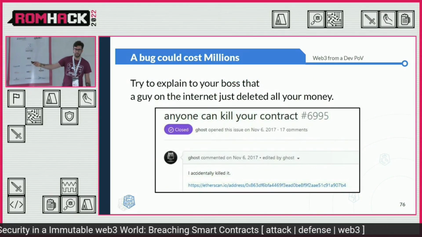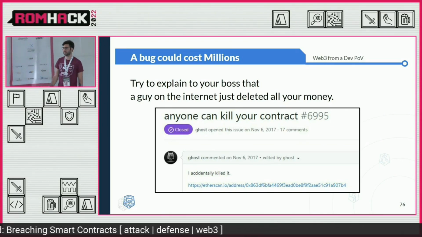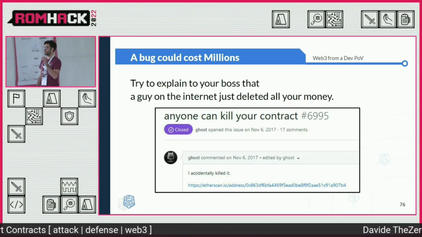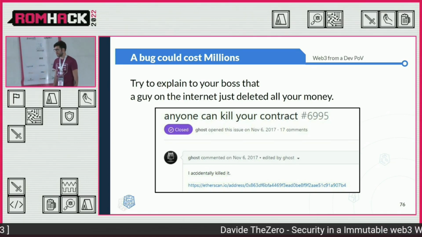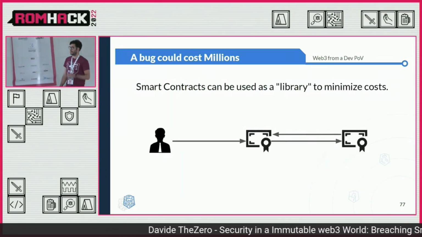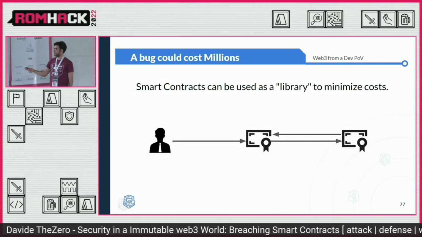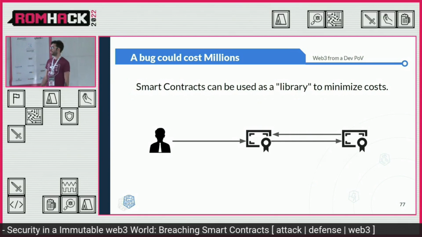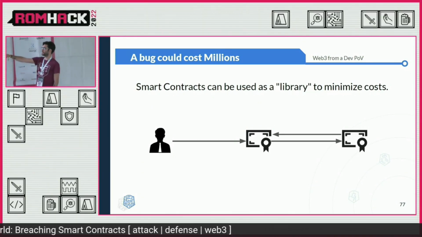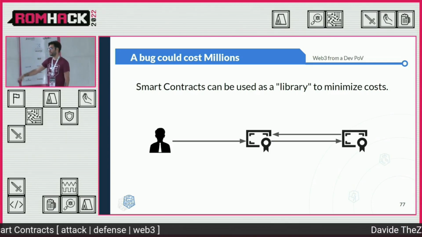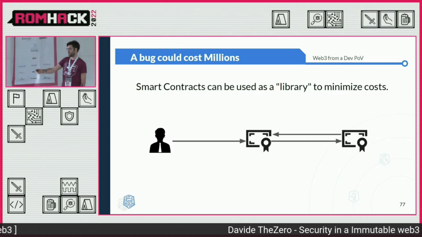For example, this is the case of Parity Wallet, and maybe you heard about it. And at some point, a random guy on the internet killed the contract. And how was this possible? Basically, Parity was working in a library way, so kind of a proxy. But the first contract that the user interacts with is a personal contract, and the owner is the user himself.